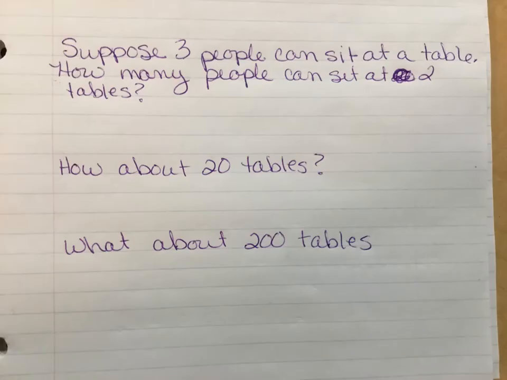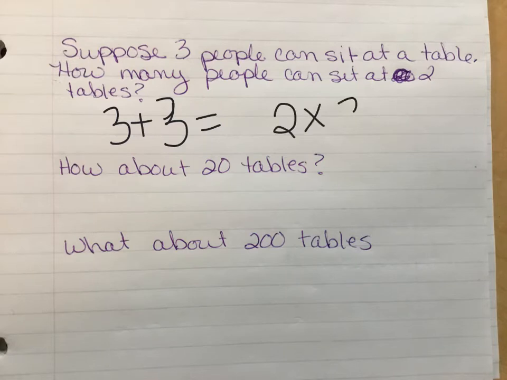All right, so suppose you can sit 3 people at a table. It's a small table. Only 3 of them can sit there. That's okay. How many people do you think that you can sit at 2 tables? If 3 can sit at 1 table, how many can sit at 2 tables? We could do 3 plus 3 and get a total. But when we do repeated addition like that, it's also called multiplication. So if we have 2 groups of 3, because 3 is our group, we could have 6 people. So at 2 tables, we can fit 6 people.